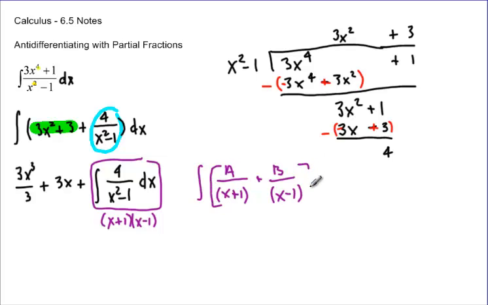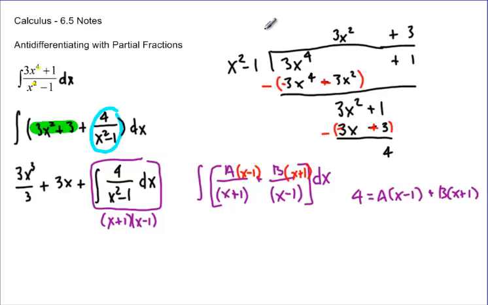And all of this is going to be dx. Okay, don't panic. What we'll do is use what we just saw about partial fraction decomposition and work this guy out. Remember, you have to have a common denominator. So this a needs an x minus 1, and this b needs an x plus 1. Okay, and so what I'm going to work with is that 4 is equal to a times x minus 1 plus b times x plus 1. This is what I'm going to work with.